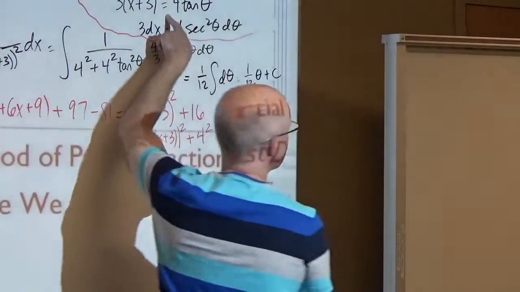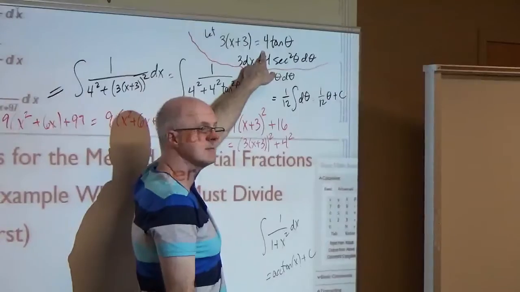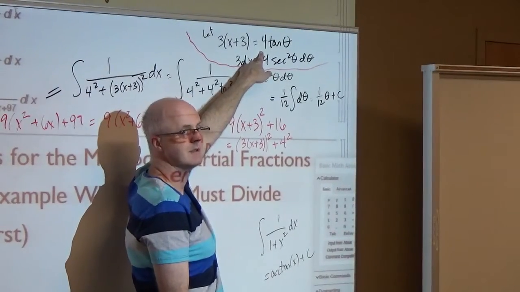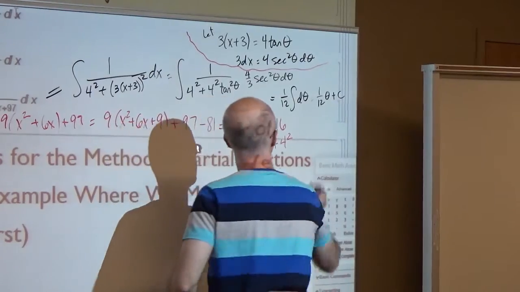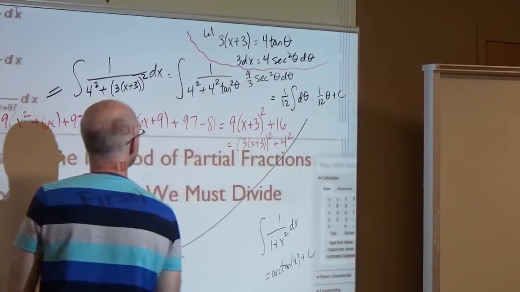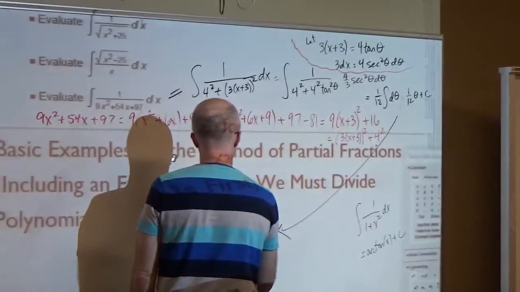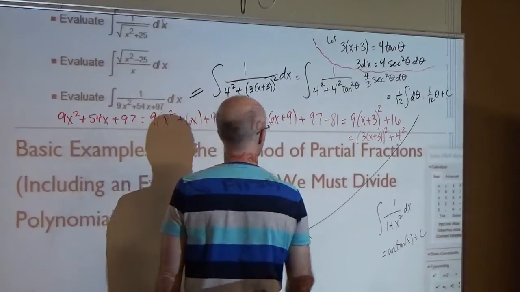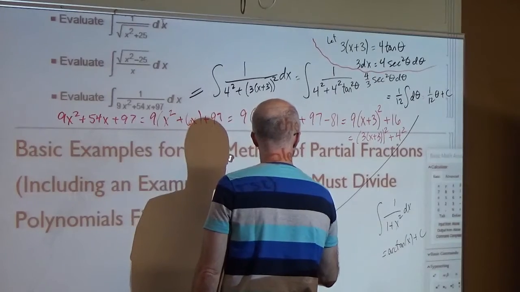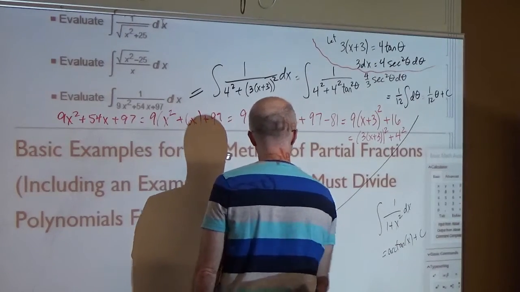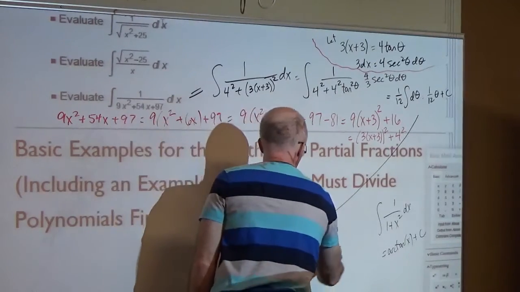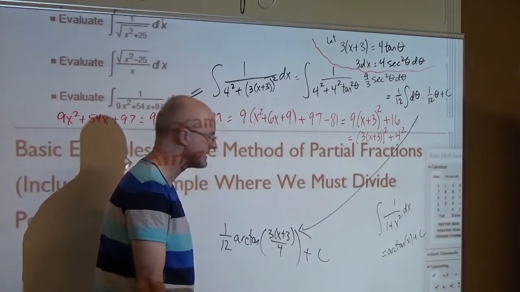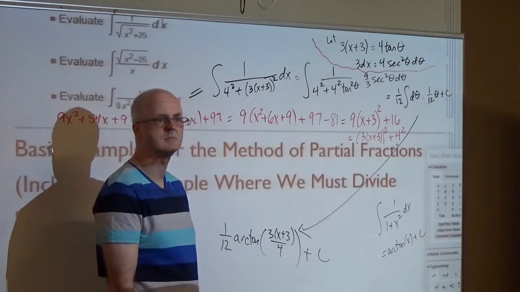Now solve that equation for theta in terms of x. Divide both sides by 4. Take the arctangent of both sides. The final answer here is going to be 1/12 arctangent of 3 times x plus 3 over 4, plus c. And you can multiply that out. You can write it as 3/4 x plus 9/4, if you like.